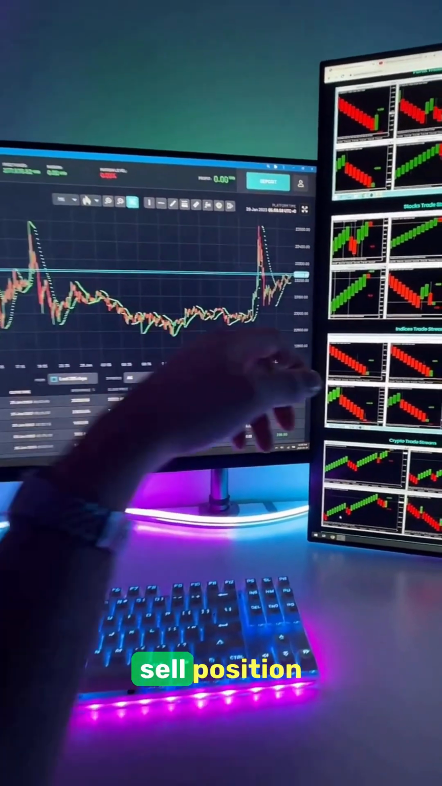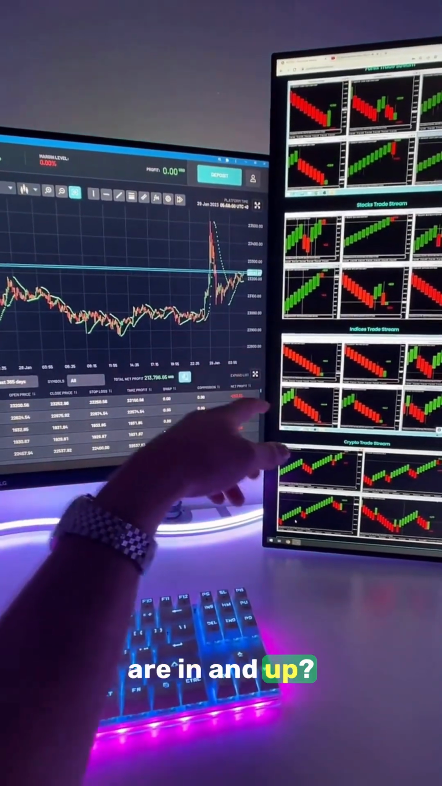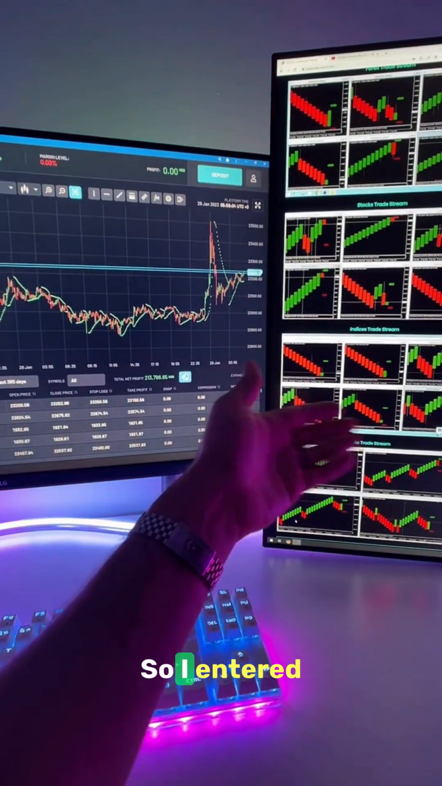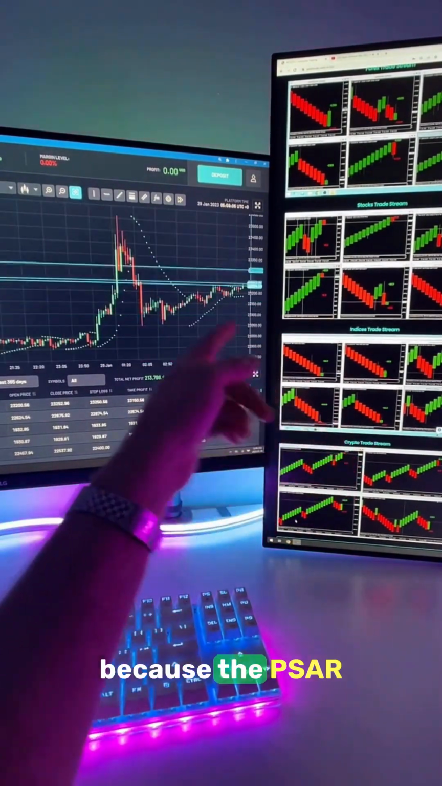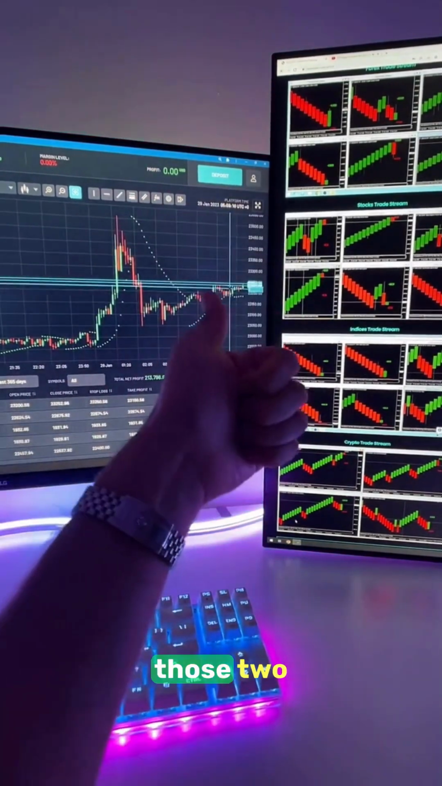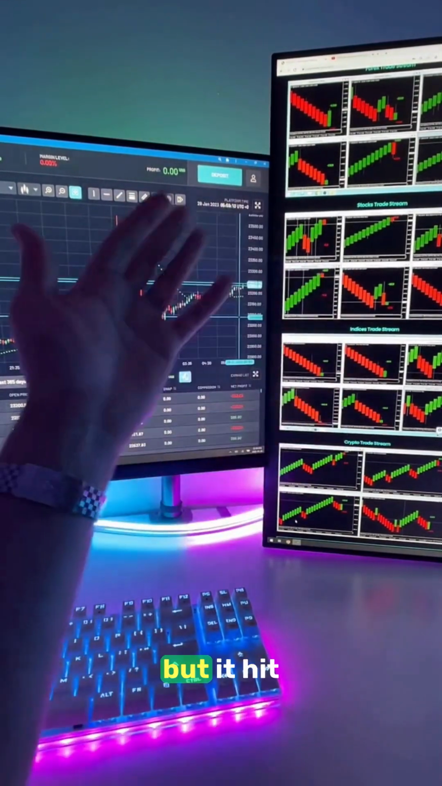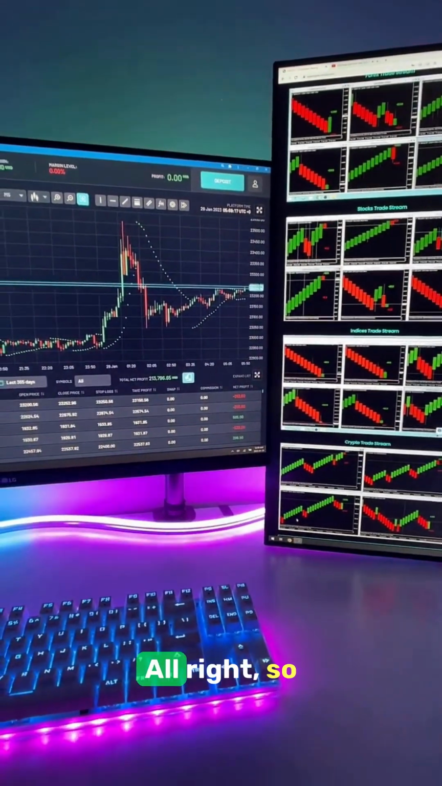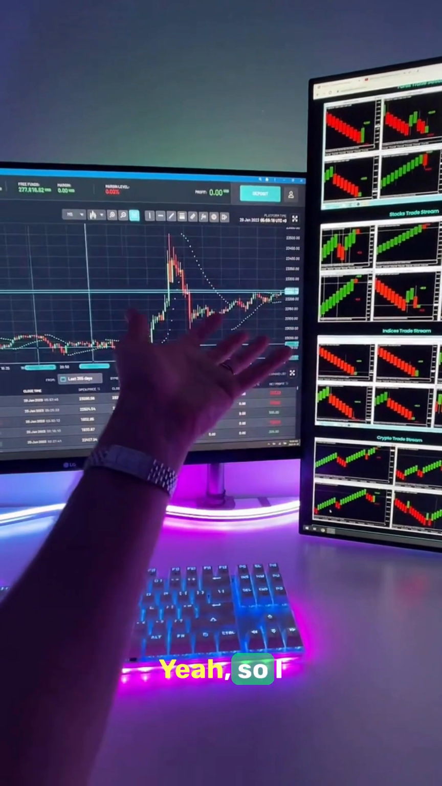So why am I in a sell position when the range bars are in an up? What happened was we were getting this reversal candle, so I entered the short position because the PSAR at that time was also showing a downtrend. So I got those two confirmations, I entered it, but it hit stop loss, which is totally fine.